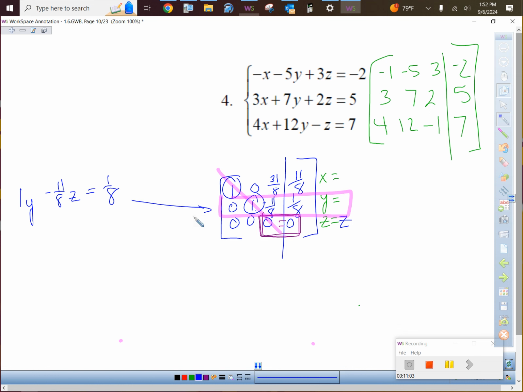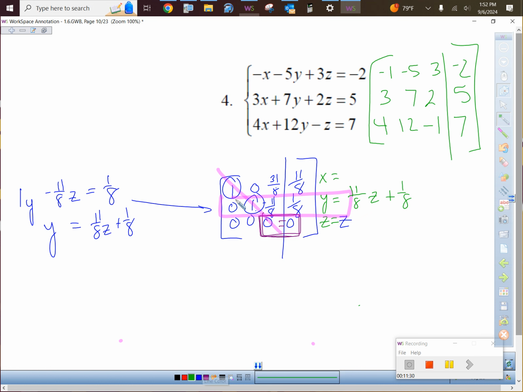I just want to solve it for y. I want to get y all by itself. Wouldn't I add 11/8 z over to the other side? So y will equal 11/8 z plus 1/8. And I just did that work over here, but I wanted to do it right there. 11/8 z. If you cross your z's, you'll be less confused so they don't look like 2's, plus 1/8.